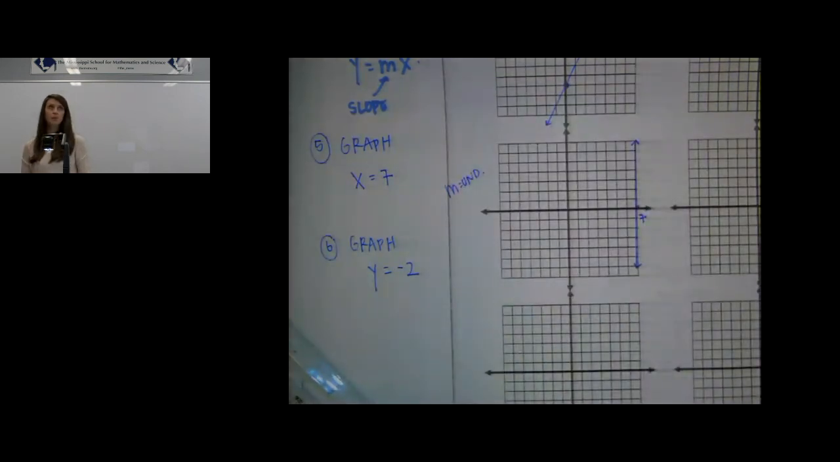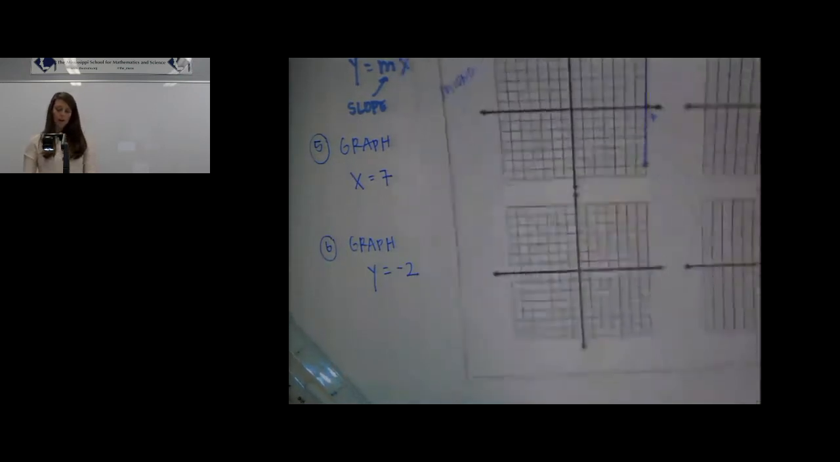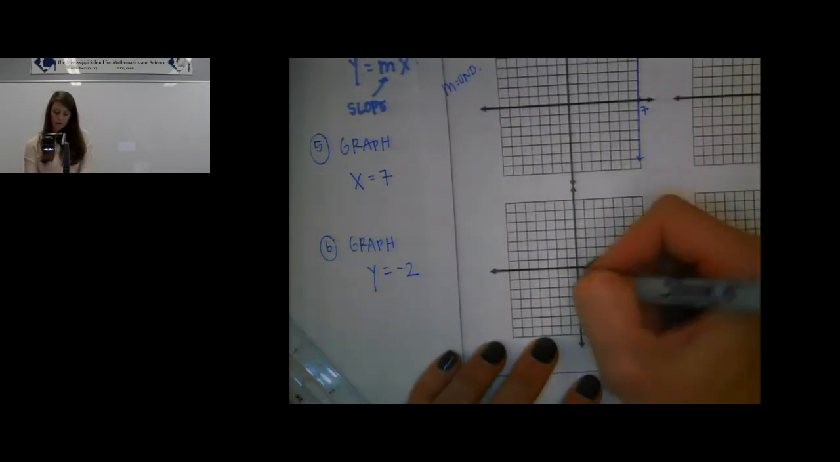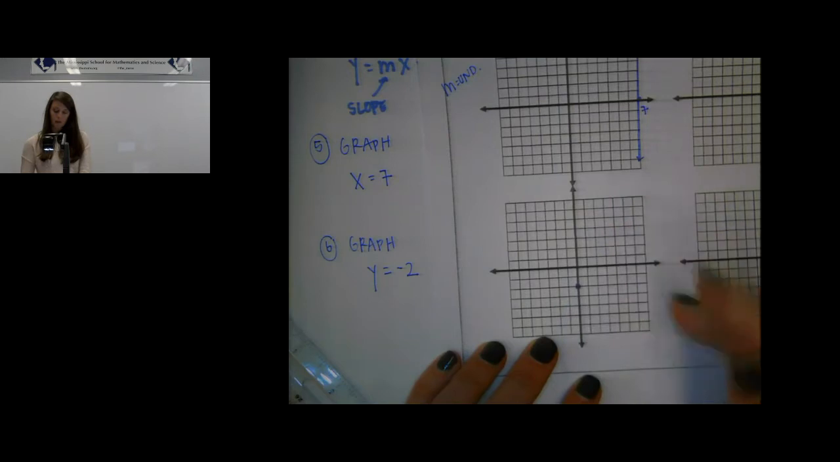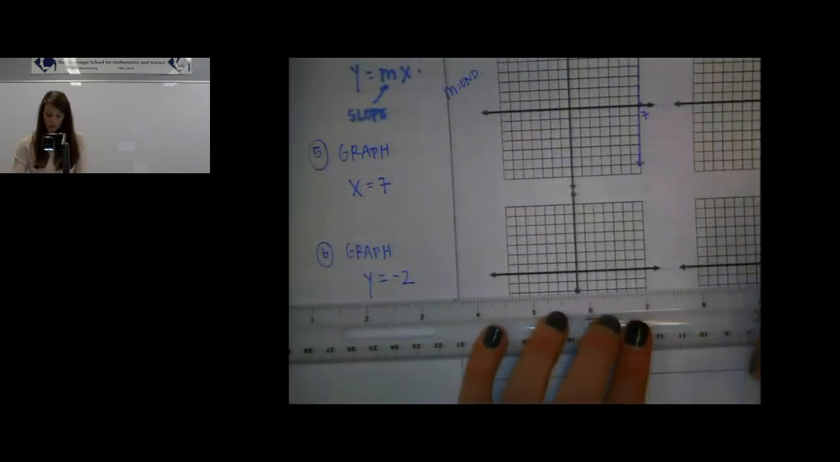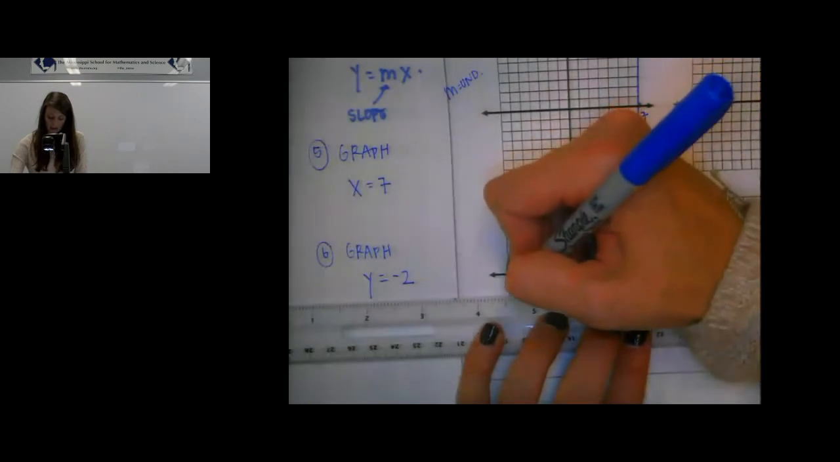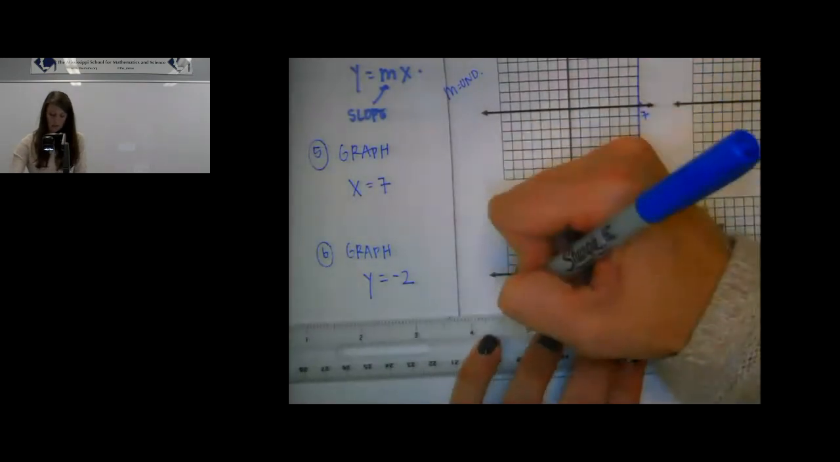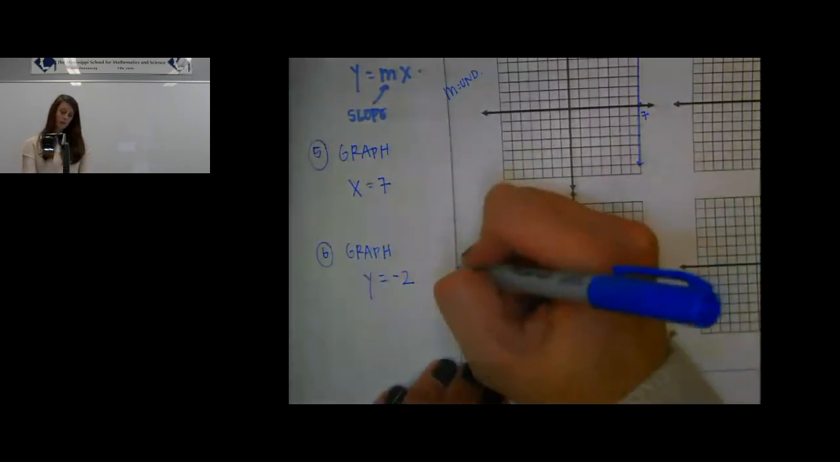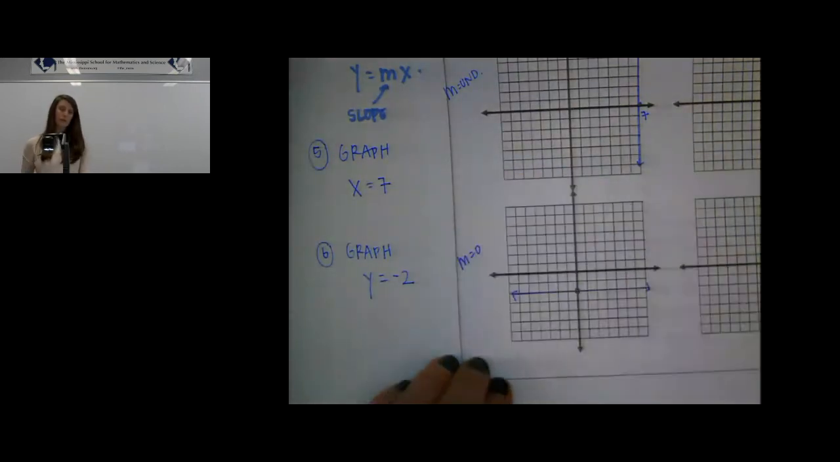I didn't ask for it, but just know, you have to know that. You're going to have to know that. Okay? All right, what about y equals negative 2? That means on the y-axis, I'm going to go down to negative 2. No matter what my x value is here, my y value is always going to be negative 2. So this is going to be a horizontal line. The slope of a horizontal line is 0.